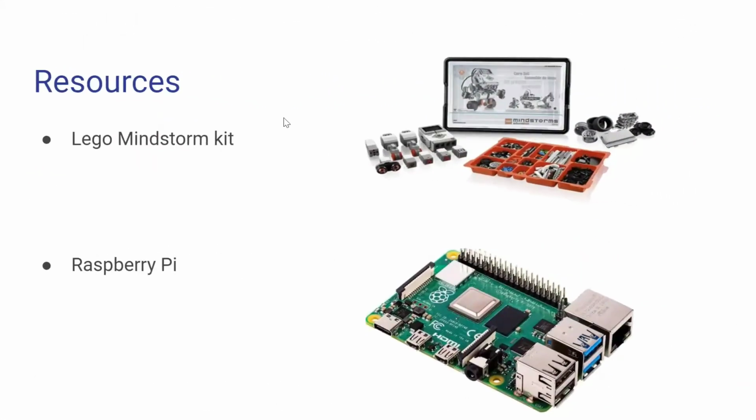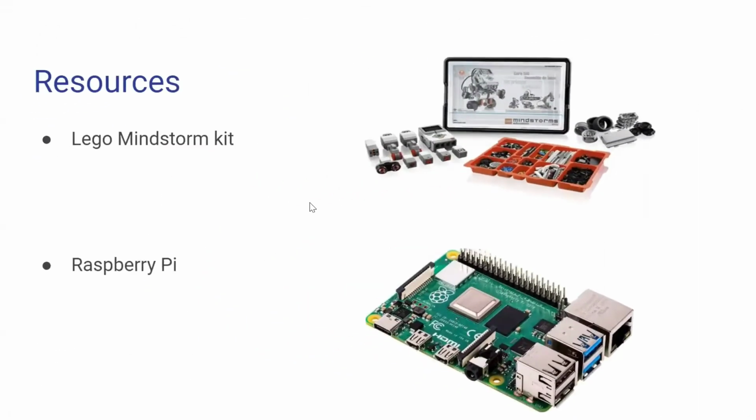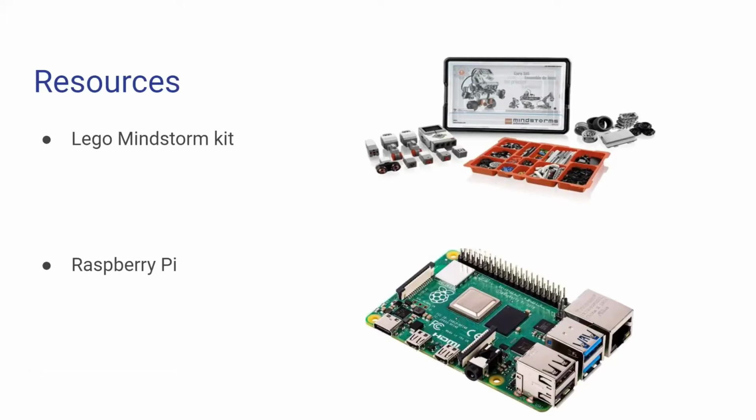To do this, our 2 main resources were the Lego Mindstorms kit, which was the building blocks of the project. It had the light sensor, ultrasonic sensor, line finding sensor, magnetic sensor, and so many other different building tools in it. And then there was the Raspberry Pi, which was the brains of the macro, and it was what we programmed to do all the tasks we needed to do.